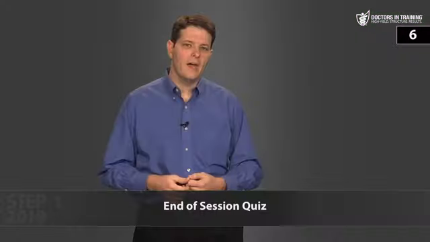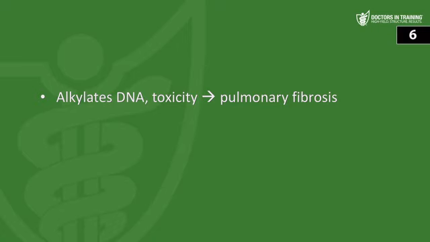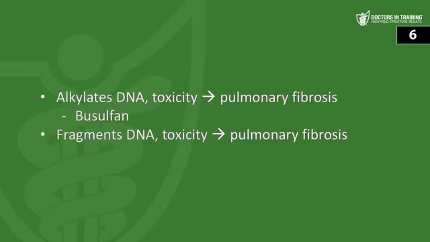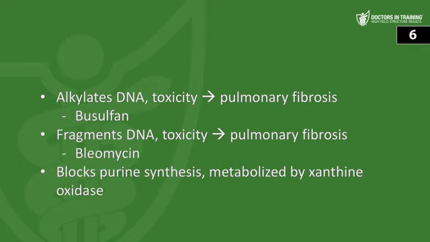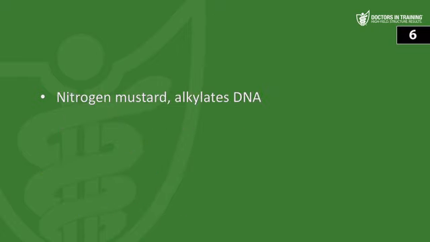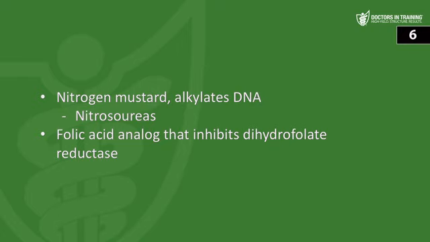And the last one, which anti-cancer drug fits each of the following descriptions? So the drug that alkylates DNA and then toxicity results in pulmonary fibrosis is busulfan. The one that fragments DNA and also causes pulmonary fibrosis is bleomycin. Blocks purine synthesis and metabolized by xanthine oxidase, again that's 6-MP. Nitrogen mustard that alkylates DNA, those are the nitrosoureas, like carmustine and the others. Folic acid analog that inhibits dihydrofolate reductase, we said that's methotrexate.